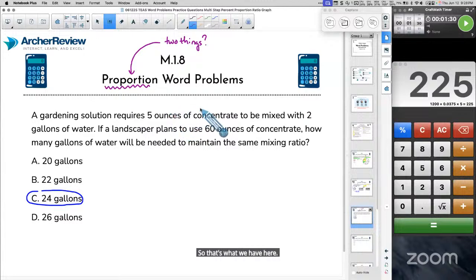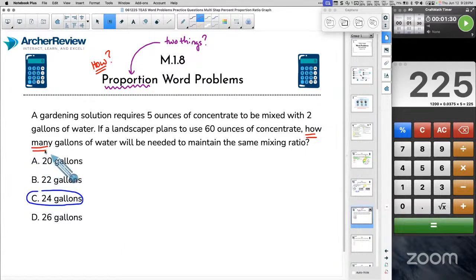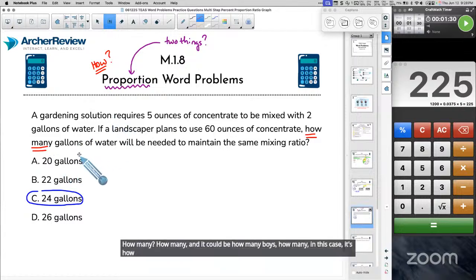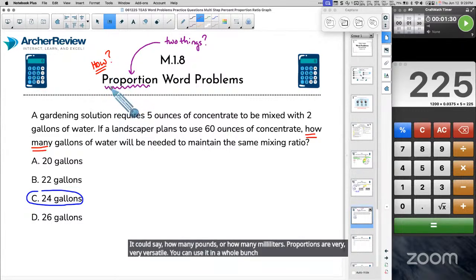We're comparing two things, but also there's this word called how. How many? It could be how many boys, how many, in this case, how many gallons. It could say how many marbles. It could say how many pounds or how many milliliters. Proportions are very, very versatile. You can use them in a whole bunch of different problems.